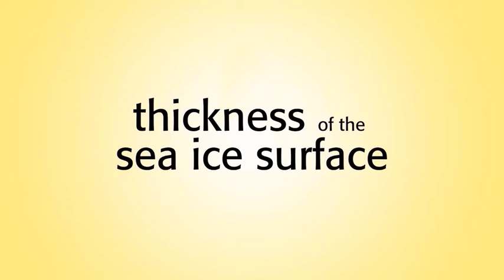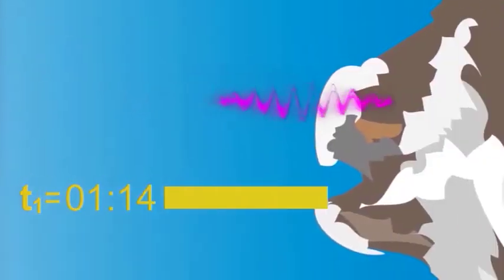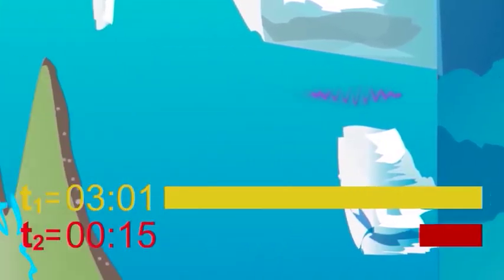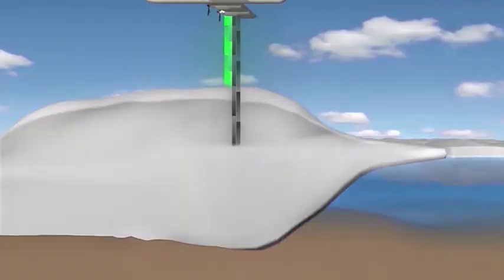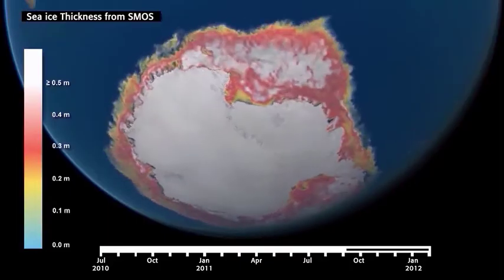Thickness of the sea ice surface. Radars and lidars send pulsed radio or light signals towards the Earth and measure the time it takes to return to the sensor. The round-trip time determines the sensor's distance to the reflecting surface.